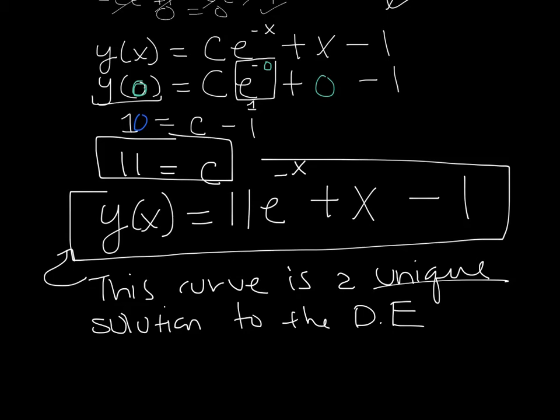So use your graphing calculator. This is an exponential function, so it should be familiar what exponential functions look like. I would take out your calculator right now, maybe pause this, and go ahead and input this function, 11 times e to the negative x plus x minus 1. Modify your window if you need to. So go ahead and pause this really quick.